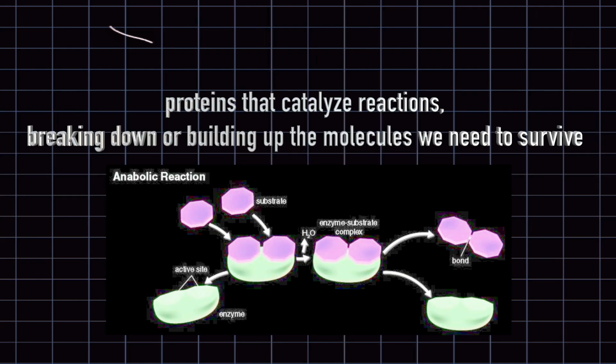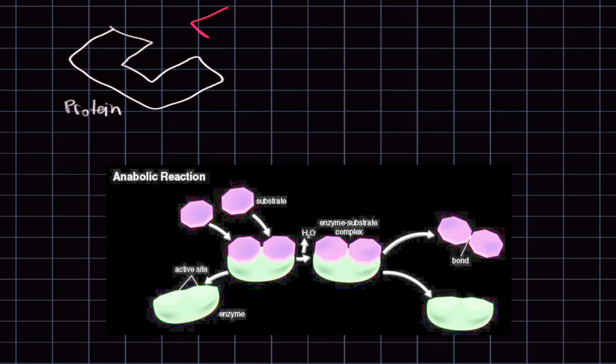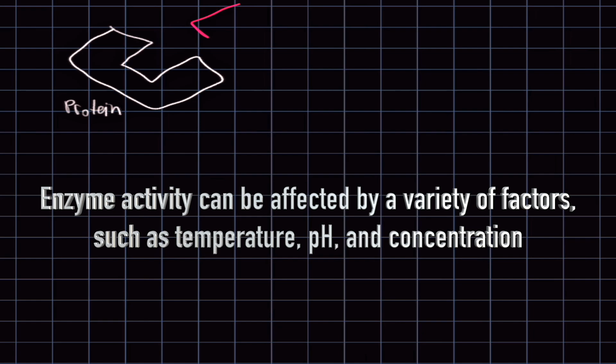Imagine enzymes as tiny machines or even theme park rides. They're hardworking proteins that catalyze reactions, breaking down or building up the molecules we need to survive. The study of enzyme kinetics looks at how fast these reactions happen and what factors can speed them up or slow them down. Let's start with the basics.